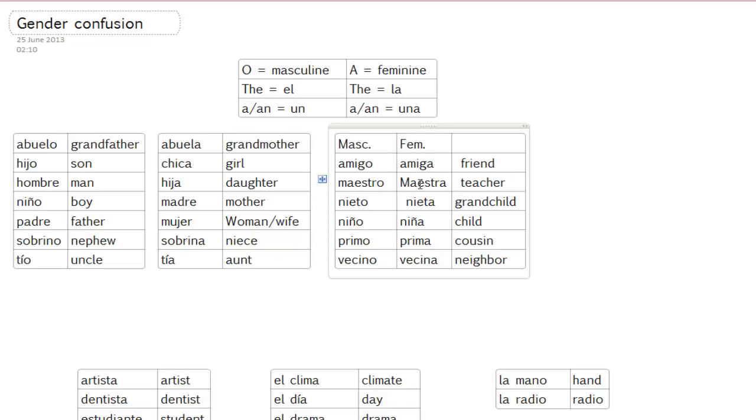Well, this is teacher in a school. Maestro, maestra. Okay, grandchild. I think we've nieto, nieta. So el nieto, la nieta, un nieto, una nieta. Un niño, una niña. Which we've seen. Primo, prima, cousin. Vecino, vecina. And that's where we get vicinity from, neighborhood, vecindad.